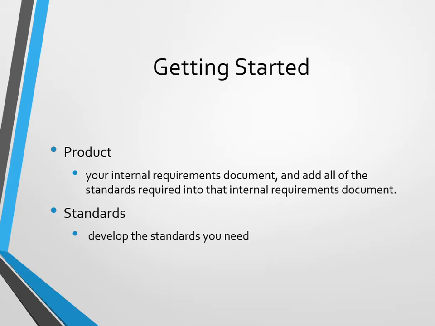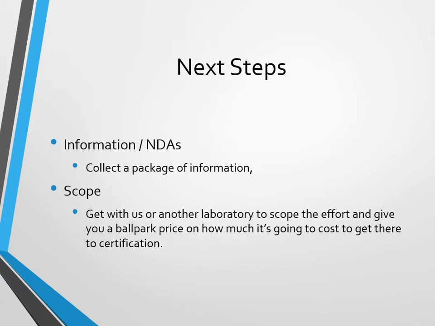It might be an ANSI standard. It might be a pressure vessel, an ASME standard. It might be IEC standards for the global work, like IEC 60950. It might be another standard. It might be a standard for hazardous locations, like IECEx 60079 dash, and then whatever number of the standard you need. Develop those standards, and then those will be added to your internal requirements document.